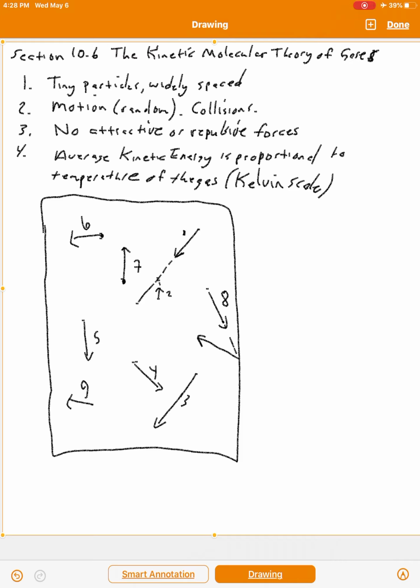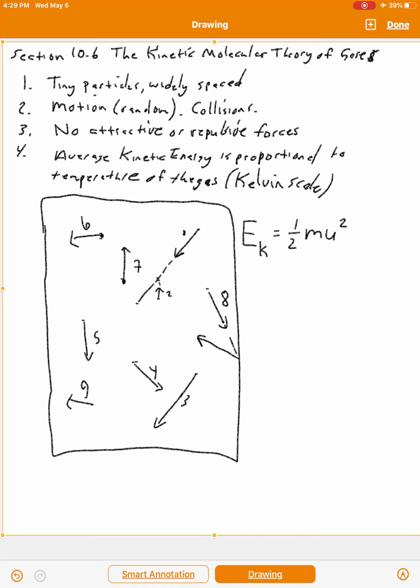Now, the last point is that the average kinetic energy is proportional to the temperature of the gas. And that's an important point. That's one that we want to talk about in a little more detail. If you recall, the kinetic energy of a moving particle is equal to 1/2, this is from chapter 5, times the mass of the particle times the velocity or the speed of the particle squared. Okay, this is 1/2 mu squared. Some textbooks will use a v for velocity, but we're going to use a u for velocity.